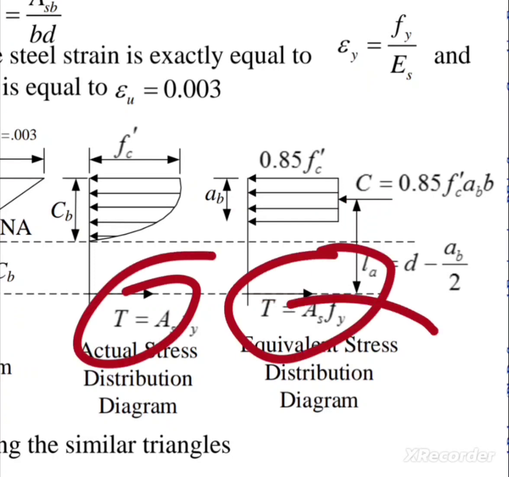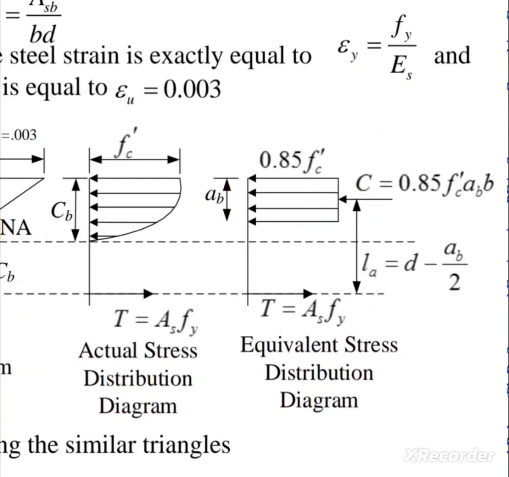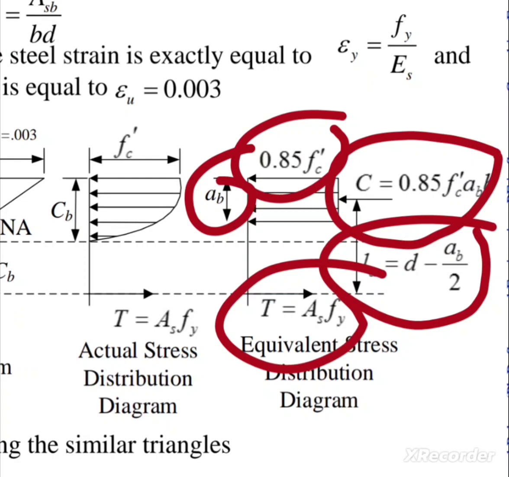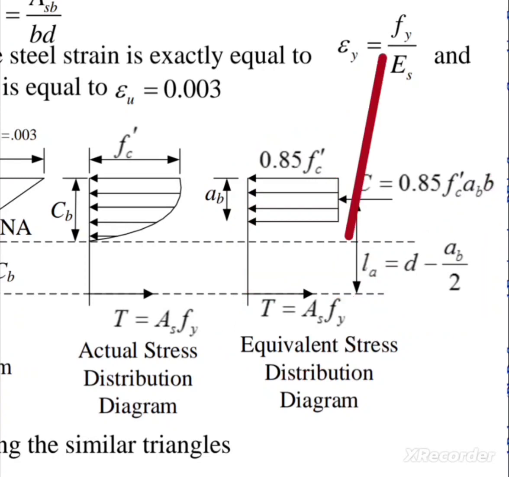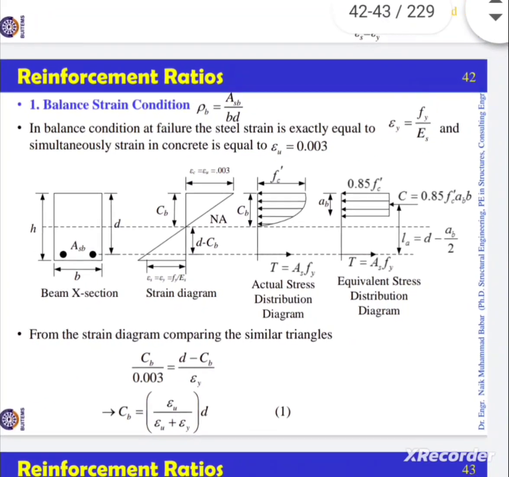This is the equivalent stress distribution diagram given by Whitney, with these values. This is the stress diagram of this beam, its cross section. Remember, this is a compressive force, this is a tensile force, this is the distance between the two forces, this is the depth of the compression block, and this is the length of the compression block, and the steel strain, steel in tension. Remember these points, which are now used in consideration.